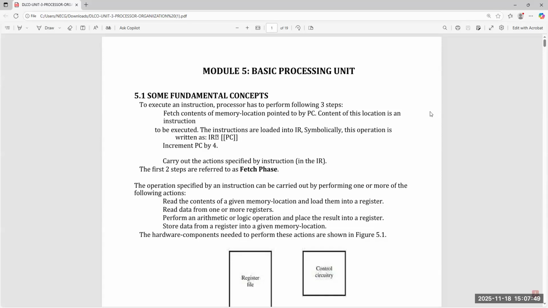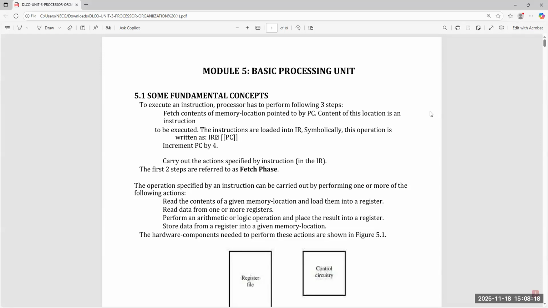Next, the second operation is to read data from one or more registers. For example, you take the R1 register and the R2 register. The R1 register stores the contents of the first memory location. The R2 register stores the contents of the second memory location. Now R1 and R2 have the contents. That is step 1.